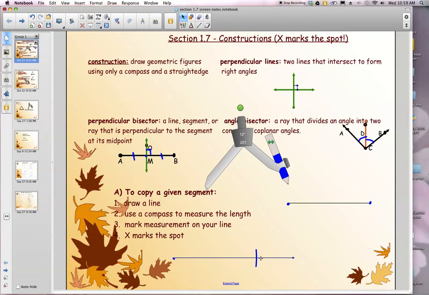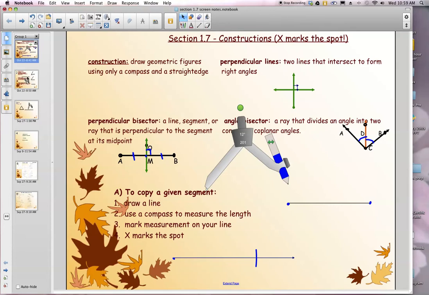For constructions, you always leave the mark on the line. Do not erase the construction mark. That's how you know that you did it exactly accurate, is by leaving the construction mark there. Okay, so that's how you copy a segment.